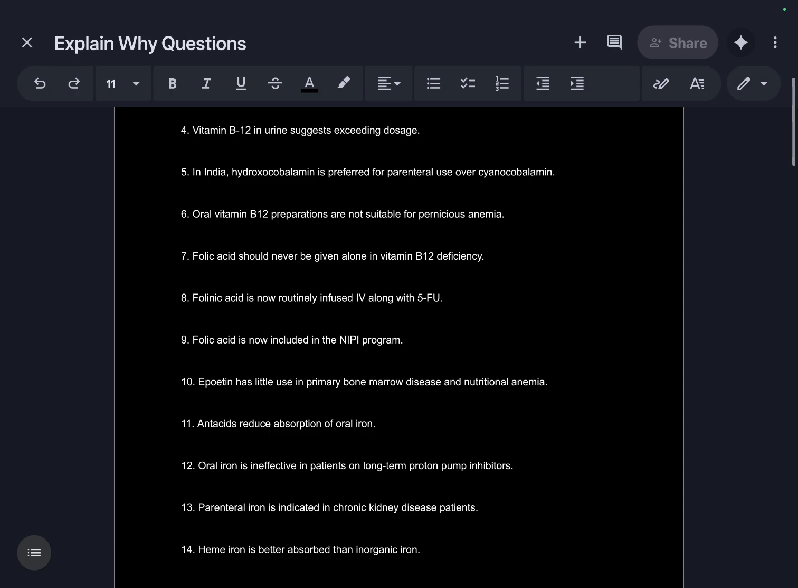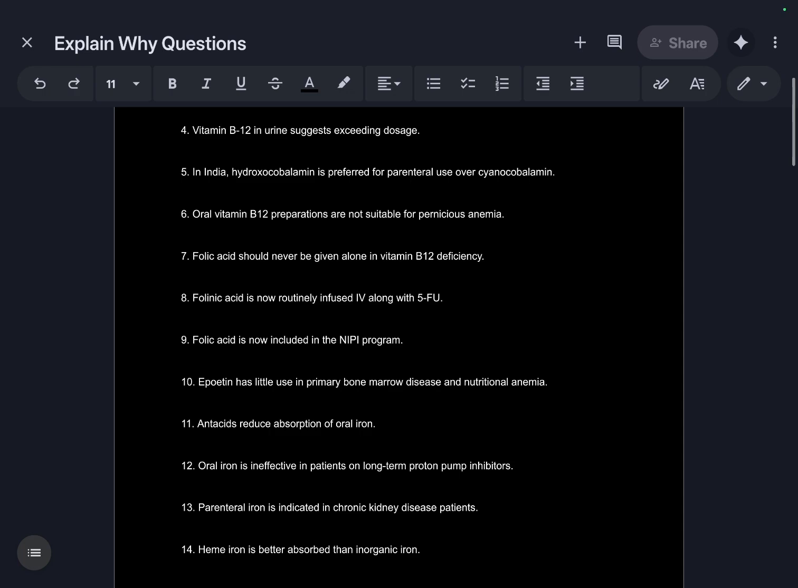Question number 11. Antacids reduce absorption of oral iron. So here also you have to know how iron is absorbed. Just for this question, know that iron is absorbed in the ferrous state, that is Fe2+, in the duodenum. And the acidic environment of the stomach, that is hydrochloric acid, is essential to keep iron in the soluble and absorbable ferrous state and prevent it from oxidizing into the non-absorbable ferric state.